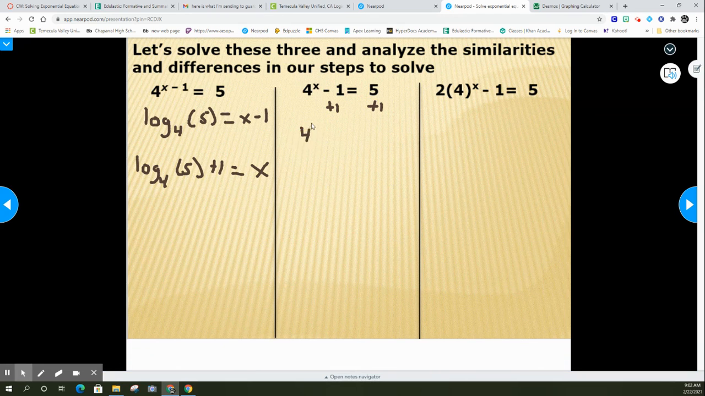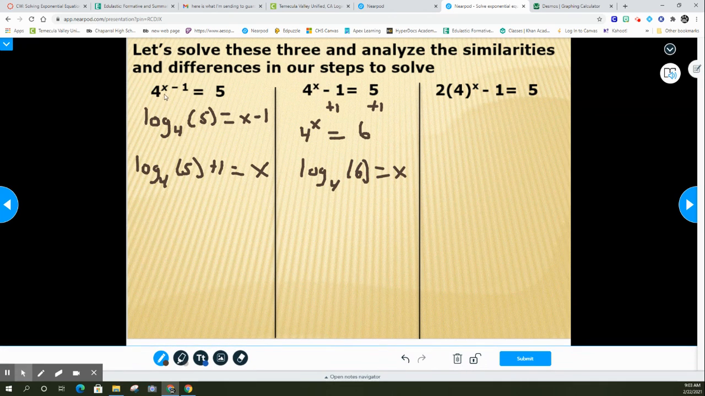So now it's 4 to the x equals 6. And now I can rewrite it as log base 4 of 6 equals x. All right, so some similarities, same base, but here it was already isolated. The exponential part was already isolated, and this one it wasn't.